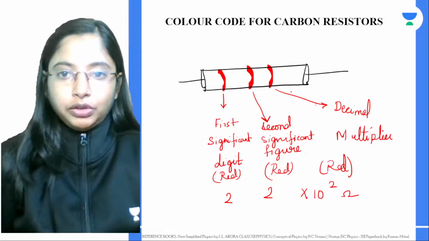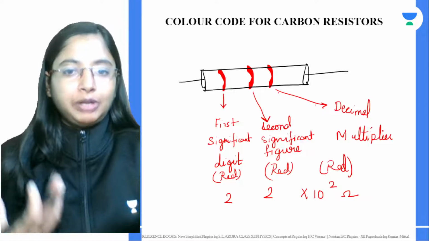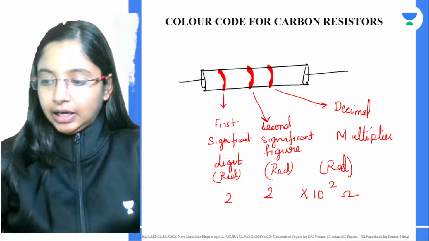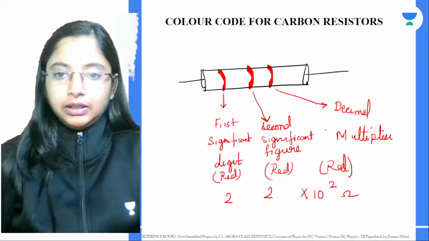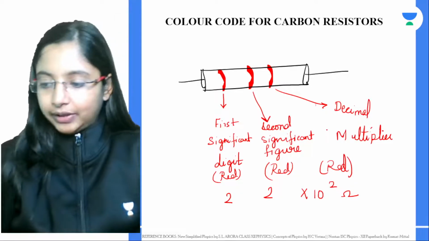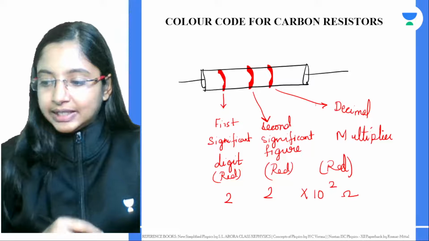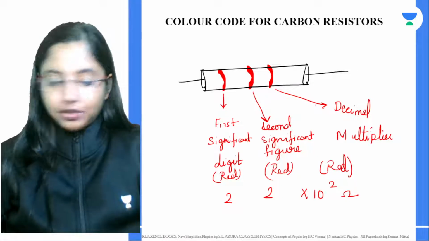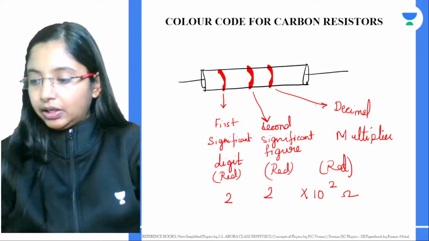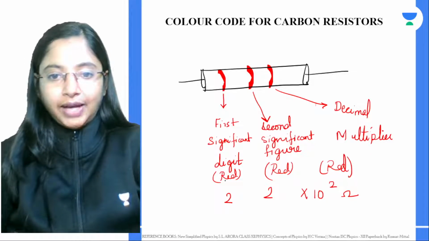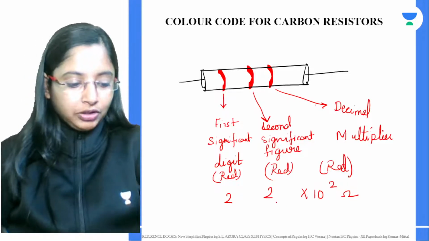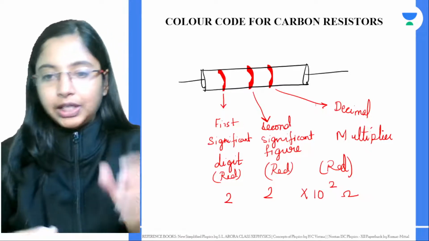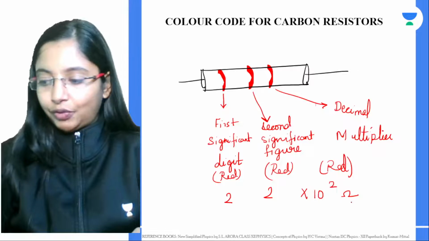Now the fourth band can be a gold band or a silver band, or there could be no band as well. The fourth band talks about the tolerance, or the possible variation in percentage of the indicated value, whatever the value over here is. It talks about either the tolerance or the variation in percentage.